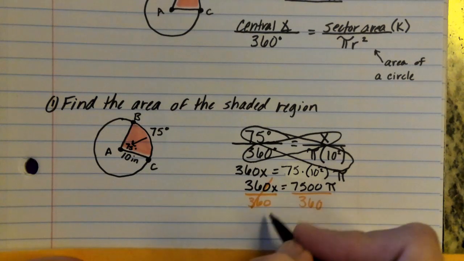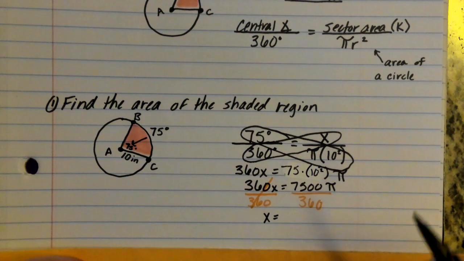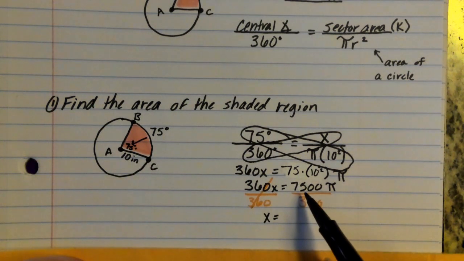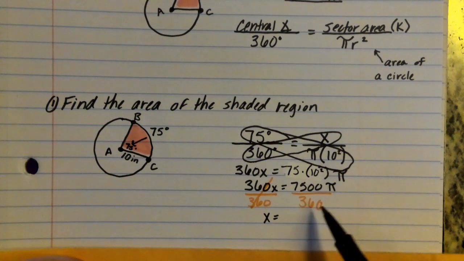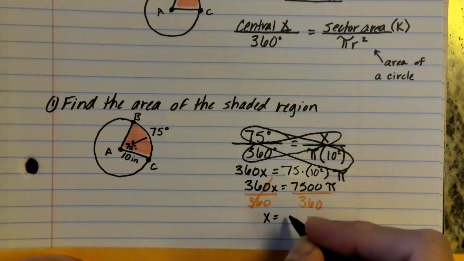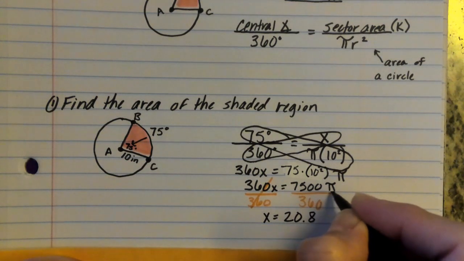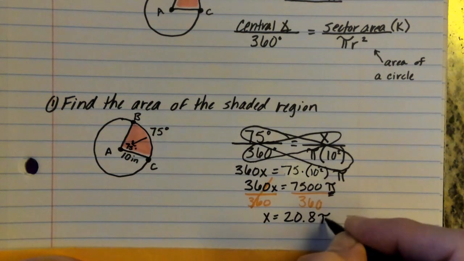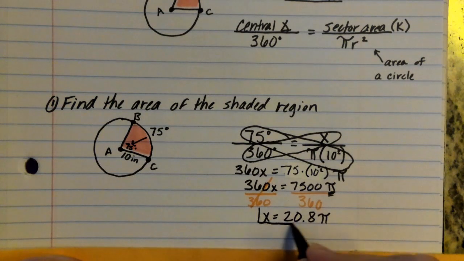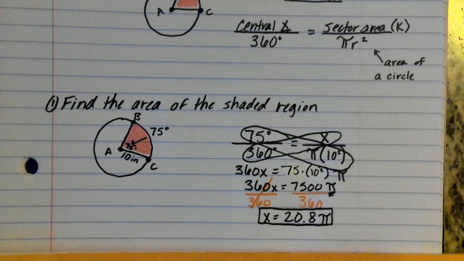So we're going to bring down this x, and it will be set equal to 7,500 divided by 360, which is approximately, rounded to the nearest tenth, 20.8 pi. Okay, do not forget that pi symbol. So when you go on IXL to the practice, if it's asking for the area, you're going to need to push that pi button.